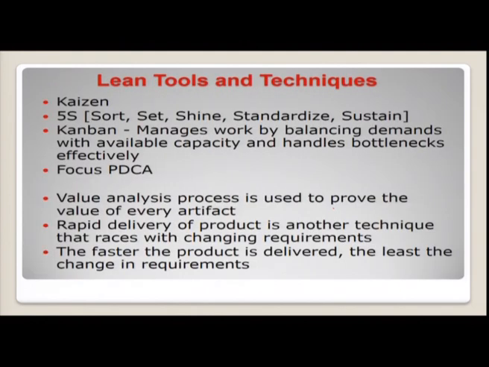Then let us see the tools and techniques that are used in a lean development. The first and foremost tool is said to be Kaizen. Kaizen is a tool which is used for continuous process improvement.